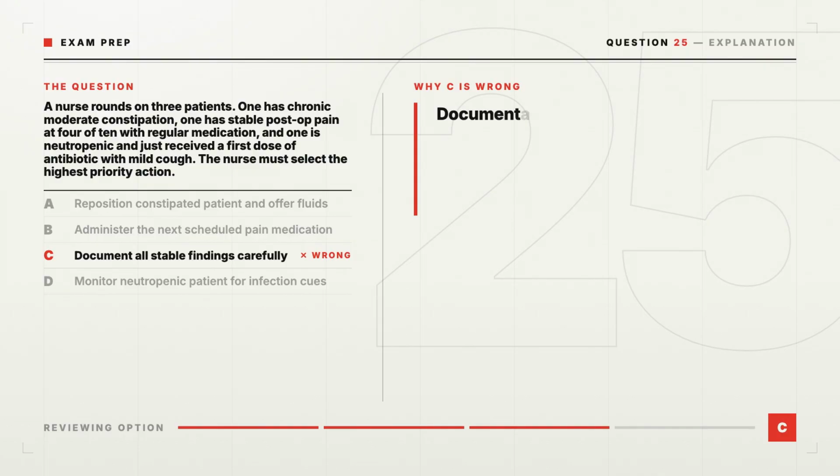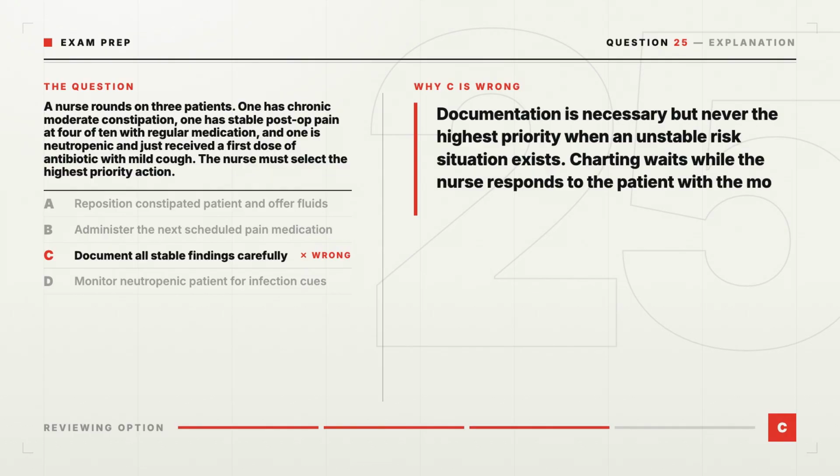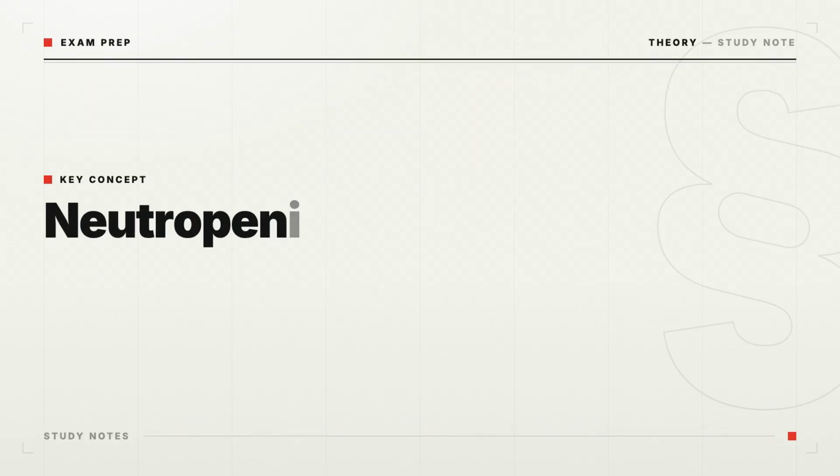C is wrong because documentation is necessary, but never the highest priority when an unstable risk situation exists. Charting waits while the nurse responds to the patient with the most imminent and severe potential harm.